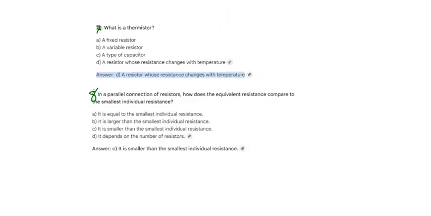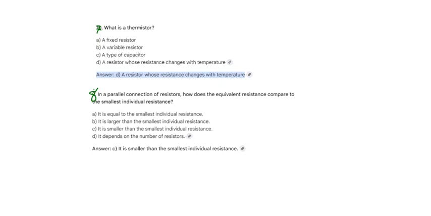Question number 7. What is a thermistor? A fixed resistor. Option B, a variable resistor. Option C, a type of capacitor. Option D, a resistor whose resistance changes with temperature. Answer: a resistor whose resistance changes with temperature. A thermistor is a thermal resistor.